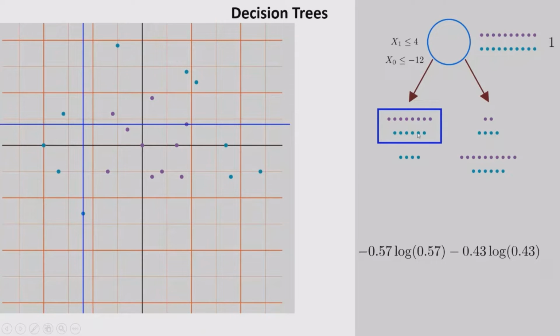That is 8 plus 6, so 14. The total population is 14, and out of it, how many are purple? 8 by 14 is the probability. Yes, 8 by 14 is your probability.